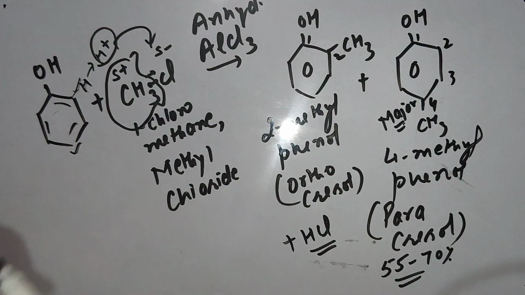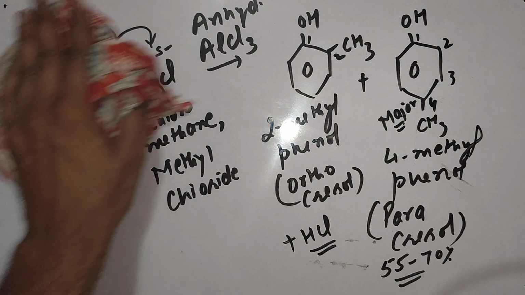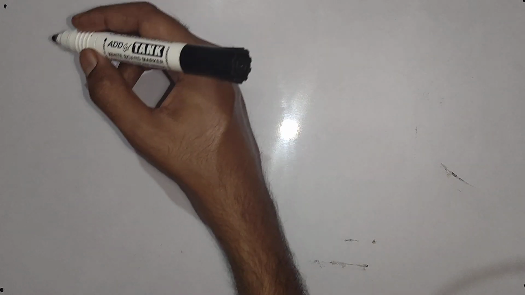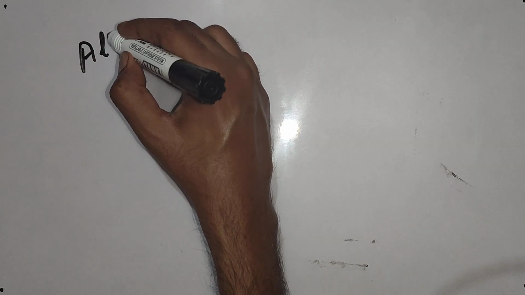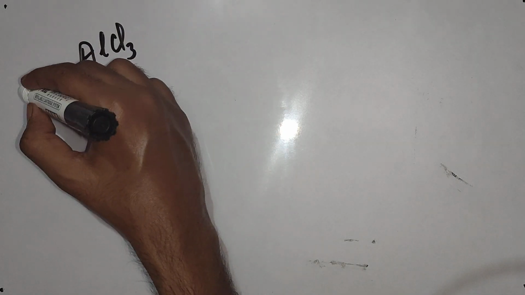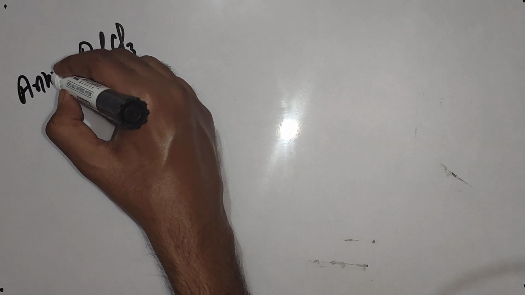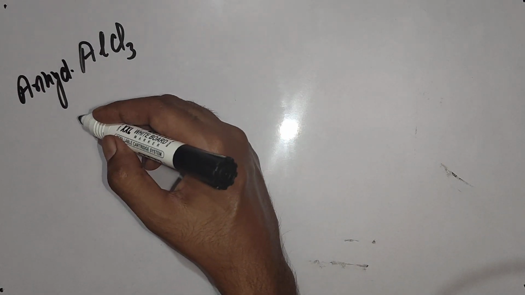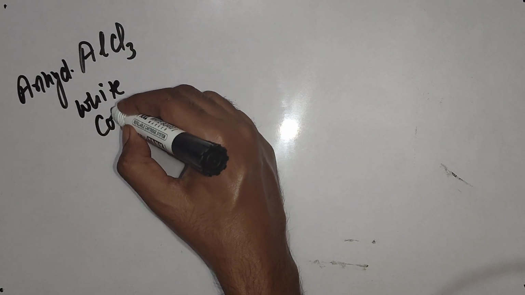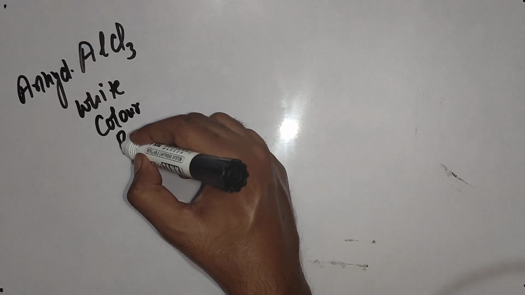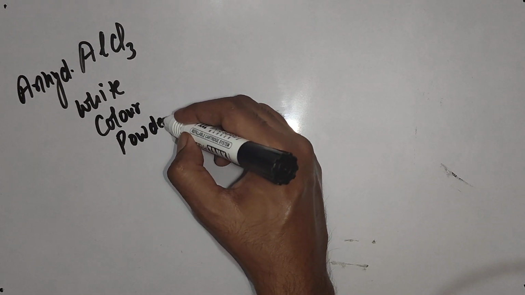Now if I talk about the mechanism part, let's start the mechanism. Here we have a role of AlCl3, anhydrous AlCl3. It's a white colored powder which is used in this reaction.